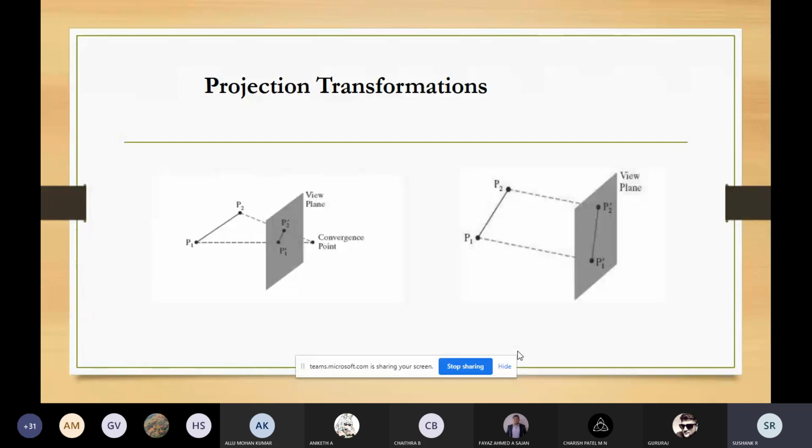Previously, in the introduction classes, we have learnt about two kinds of projection. One is the parallel projection and the other one is the perspective projection. In the parallel projection, parallel lines will be drawn. The object will remain the same, and the size doesn't change. But in the perspective projection, the farther objects will look smaller when compared to the objects that are nearer.